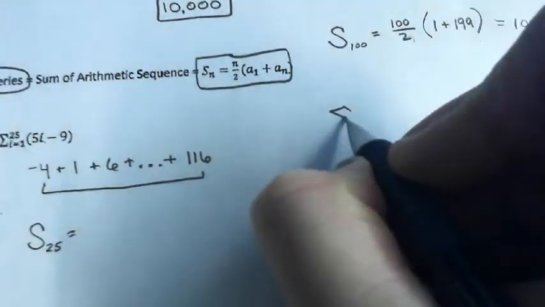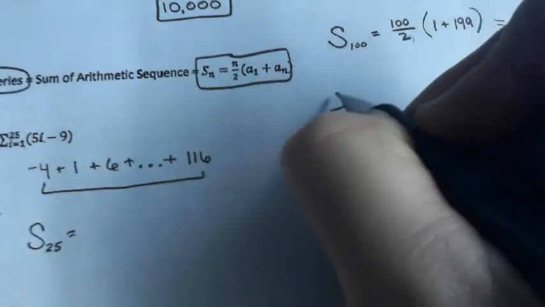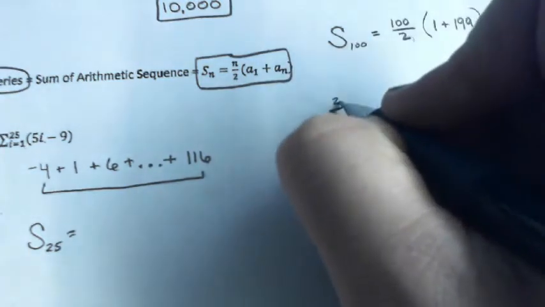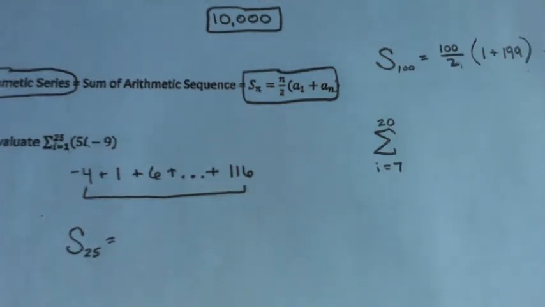That's usually easier to wrap your head around. What if I gave you a sigma notation from an I of 7 to an I of 20? How many terms would that be? If you plug in a 7, an 8, a 9, and all the way up to a 20, how many plugins will that be?